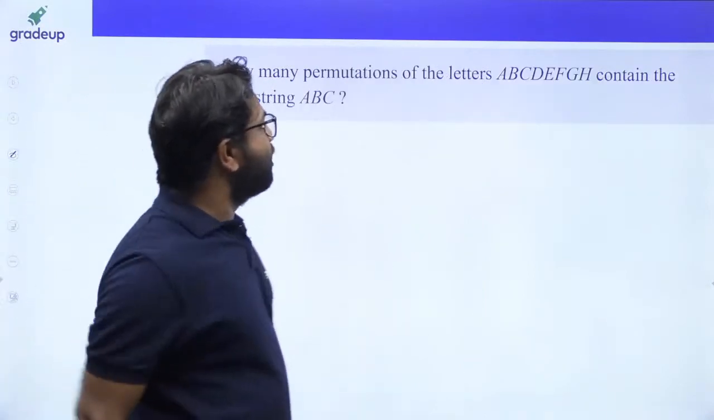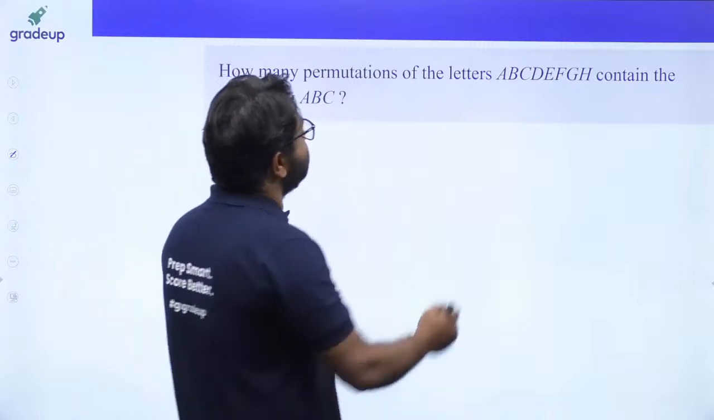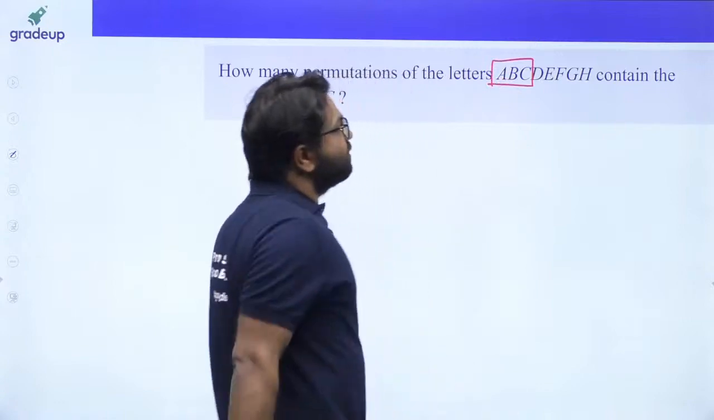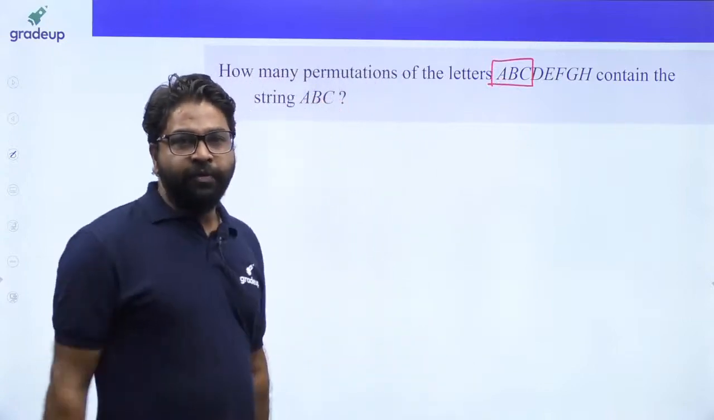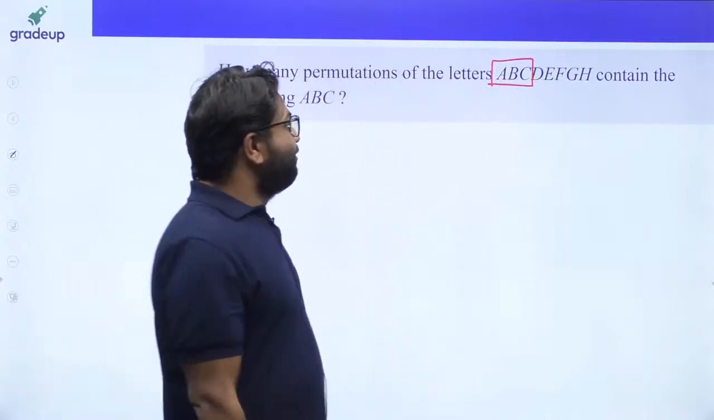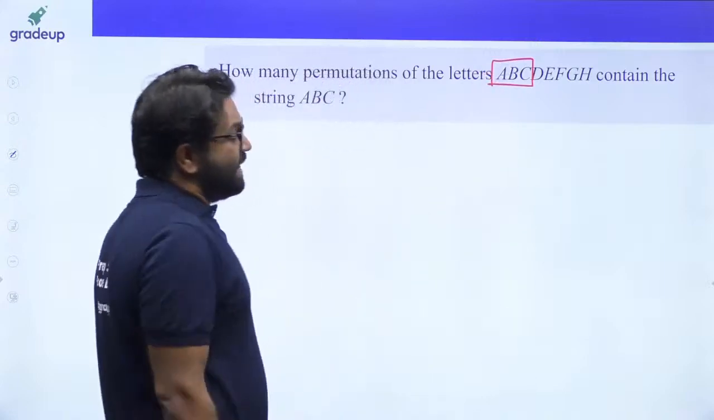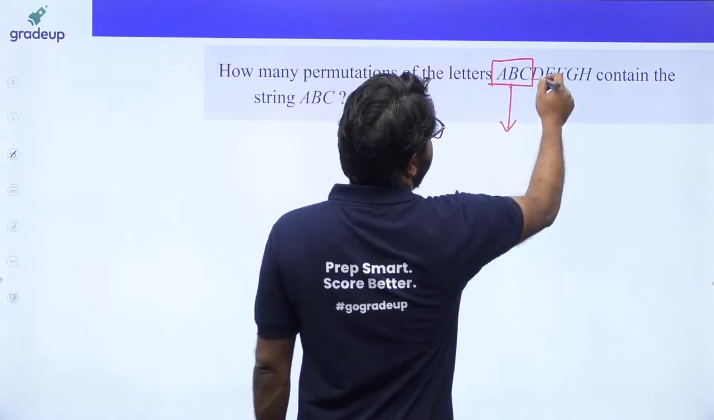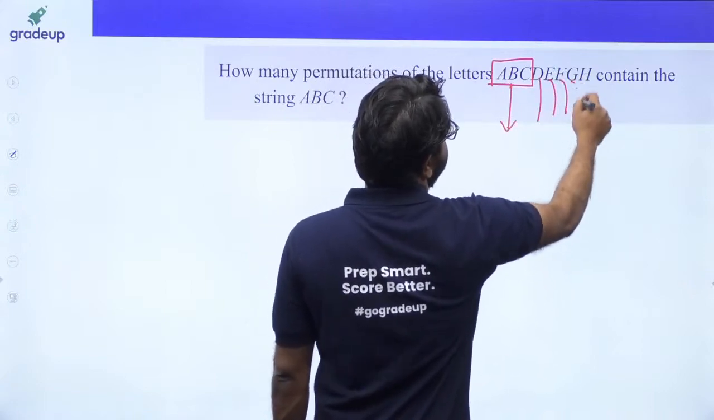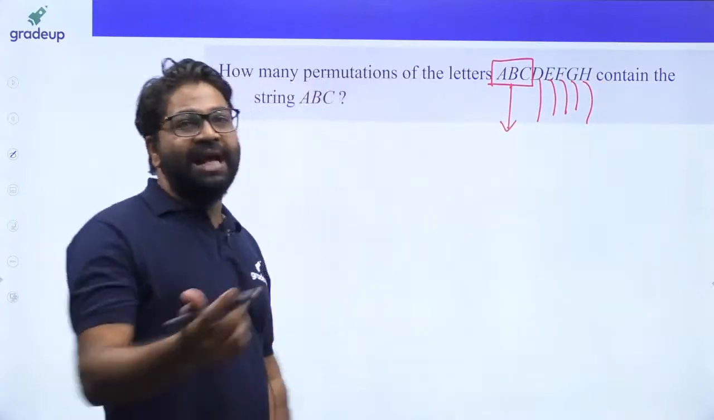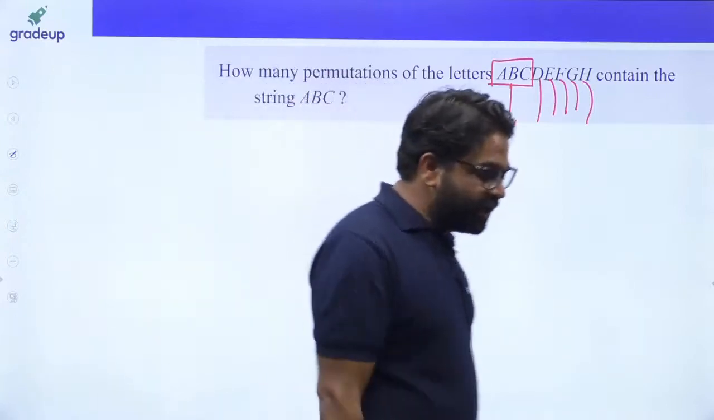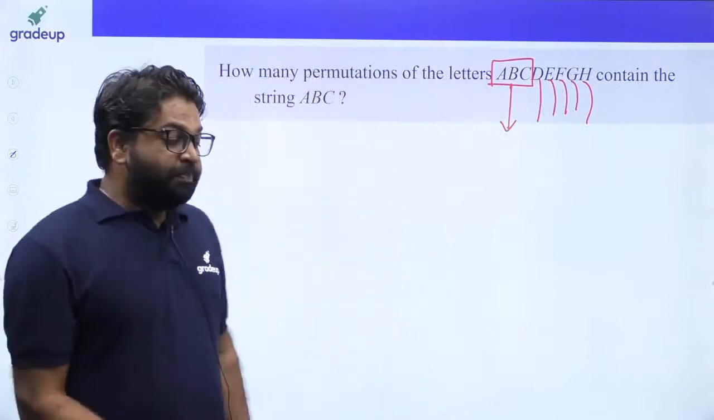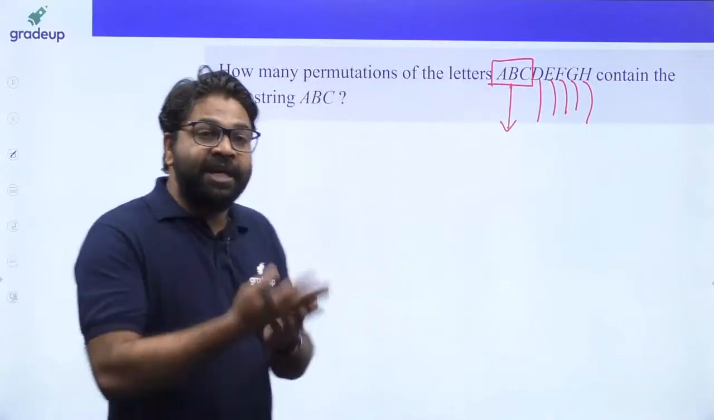How many permutations of the letters contain the string ABC? Now see here. This should be treated as one block. If this is going to be one particular block, then you can count it as 1. Now this is 2, this is 3, this is 4, this is 5, this is 6. So the total answer you will get is 6 factorial, where the string ABC counts as 1. You might be thinking, sir, where are the objects and where are the places?